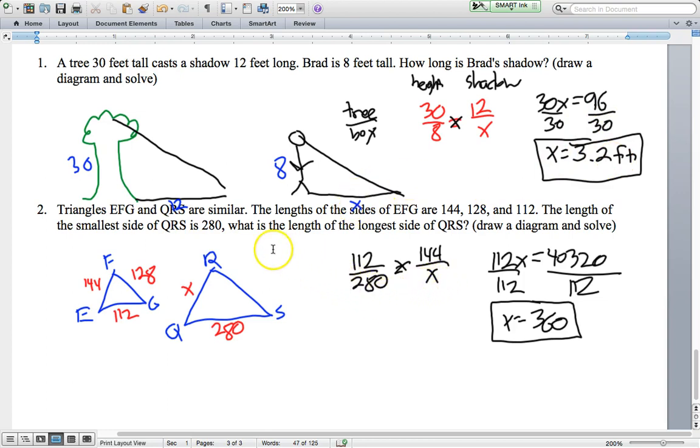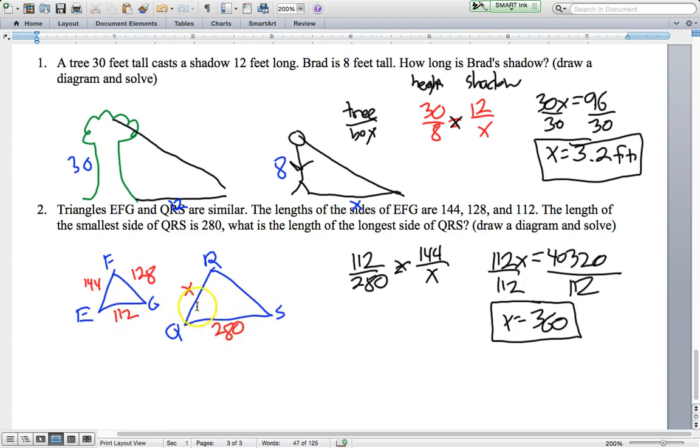And on this one, I've got 2 triangles. The lengths of EFG are 144, 128, 112, so I just draw a triangle and label it, and do the same thing for the other one. But what they tell us is the smallest side of QRS is 280. So what I need to do is make sure I put 280 on the side that would correspond with the smallest side for EFG, since they're similar. So since I put 112 down here on the bottom, I'll put 280 on the bottom. Since 112 is the smallest, 280 is going to be the smallest.